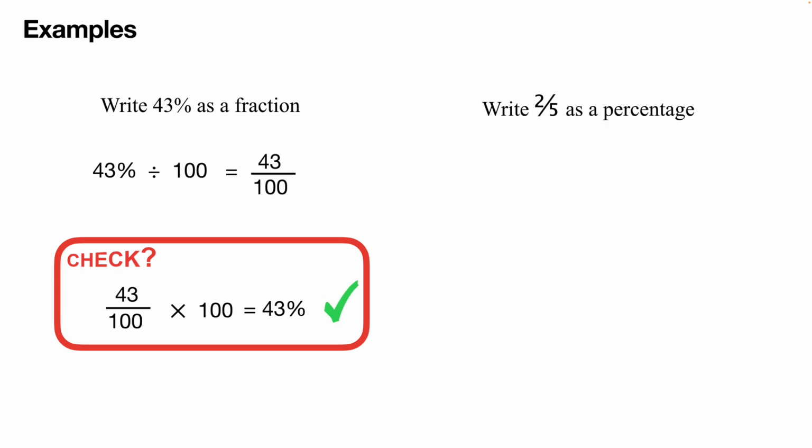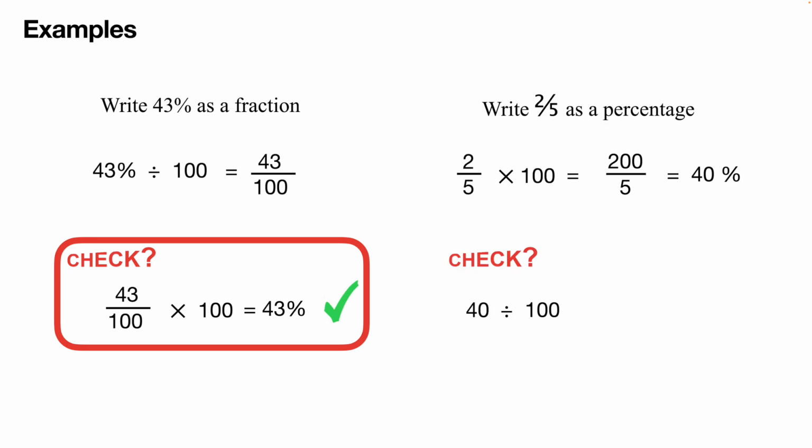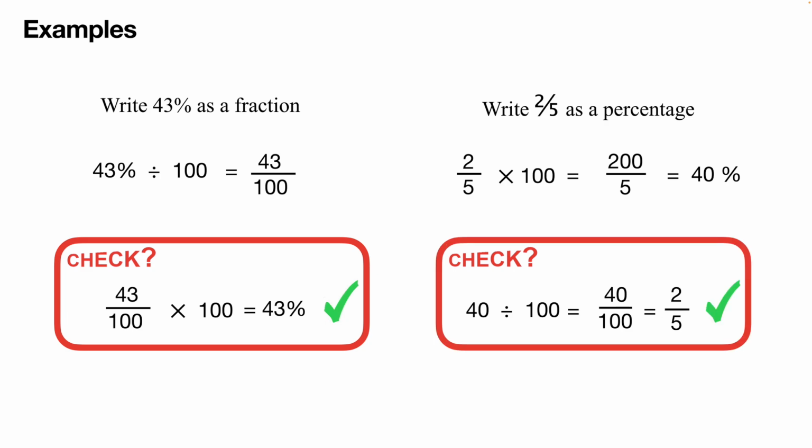Let's have another one. Write 2/5 as a percentage. Again, 2/5 times 100 to turn it into a percentage, and that equals 200 over 5, so that's 40%. Let's just check that. If it's 40%, I'm going to divide by 100, so that's 40 divided by 100, which equals 2 over 5. Have a moment of joy. Always finish with a check.